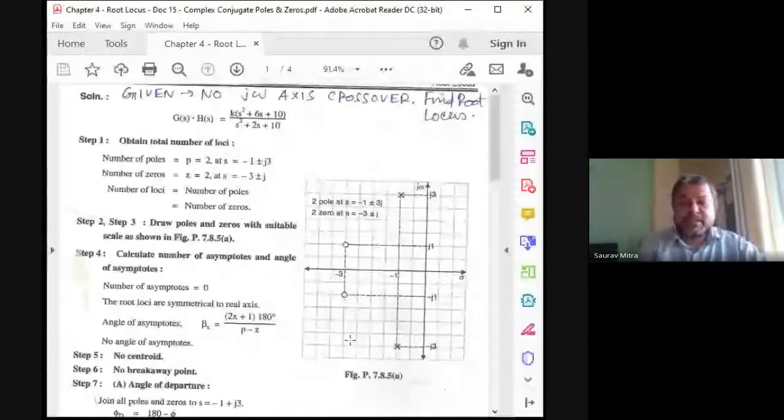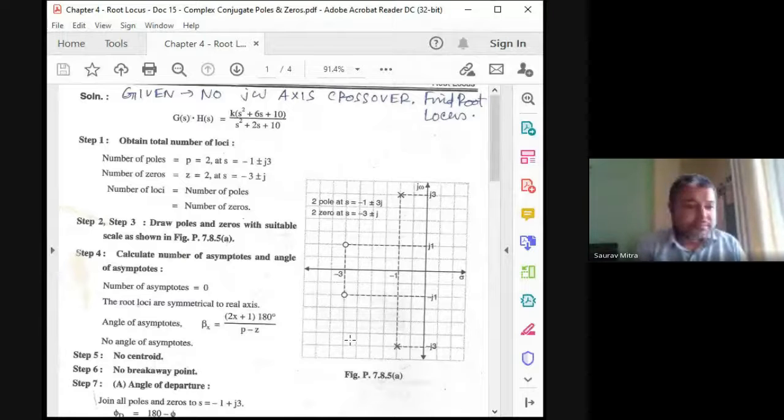So in this case, you will not have to find the breakaway point. You will not have to calculate sigma c, omega c. K critical also is not required, because the root locus will be totally confined to the left hand side of the s plane. That means this is an absolutely stable system, and no root locus is going to infinity. So you know the starting points and end points. All those steps are not required. So only one step is required.